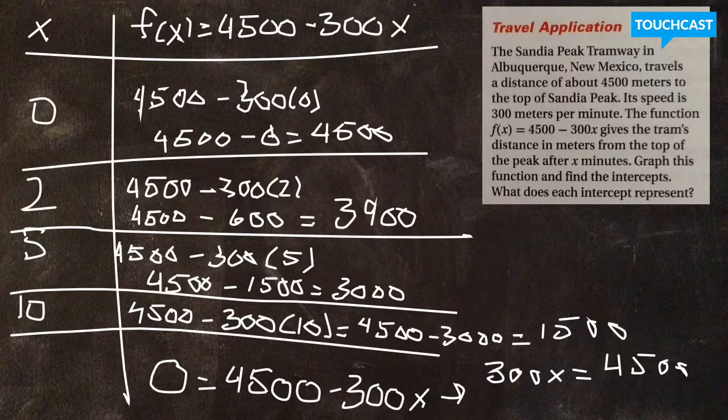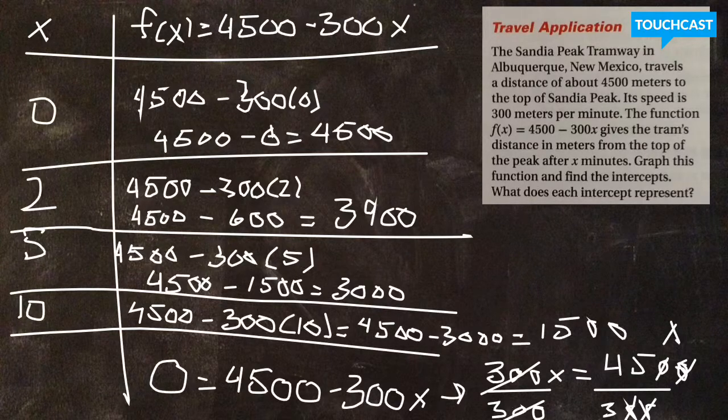And to solve for x, what we can do is just divide both sides by 300. So x is by itself. If both numbers have 2 zeros at the end, we can cross out the zeros. And 45 divided by 3 is going to just give us that x is 15. So we can put 15 into our x column. Alright, we've got our ordered pairs.